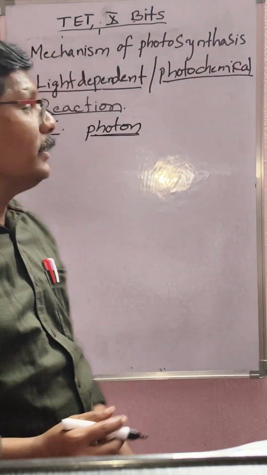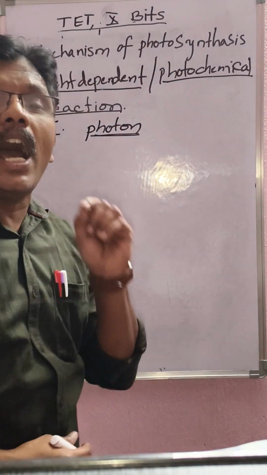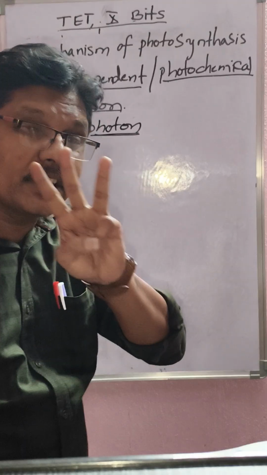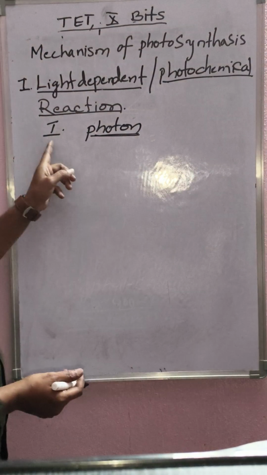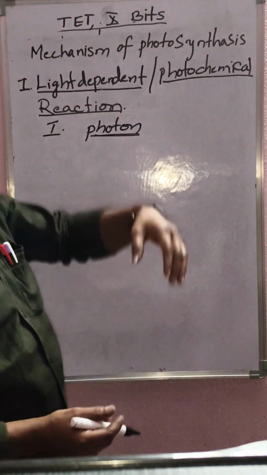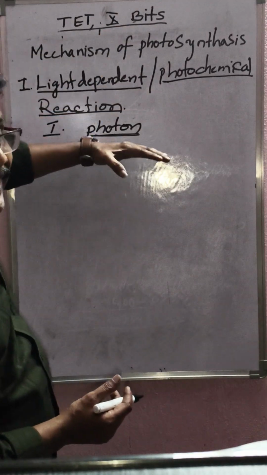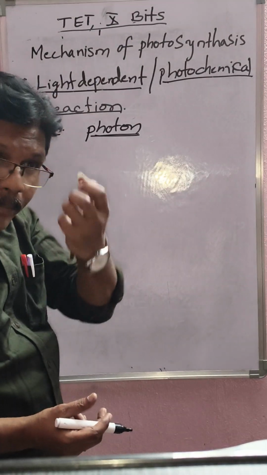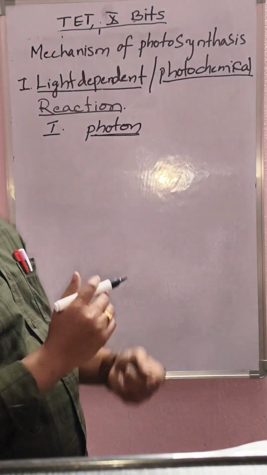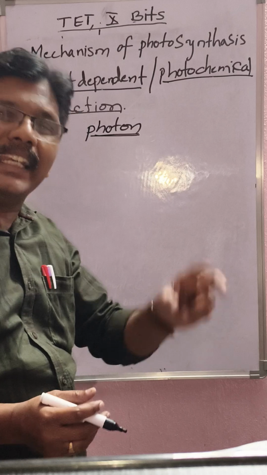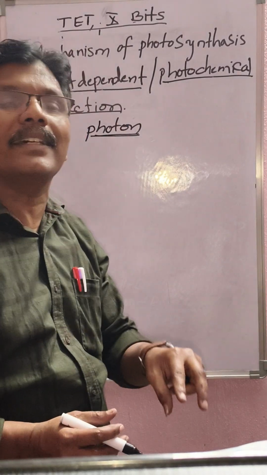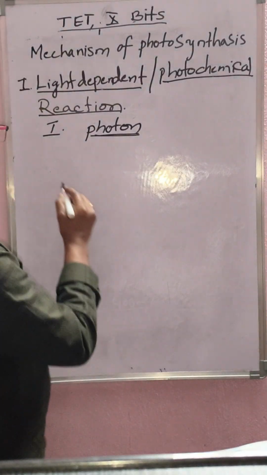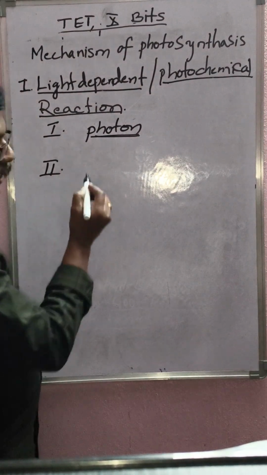Once again, the light dependent reaction takes place in three stages. In the first phase, when sunlight is focused on the green color pigment called chlorophyll, it absorbs the photon energy. Photon energy is commonly present in sunlight. This is the first phase, and now the second phase.